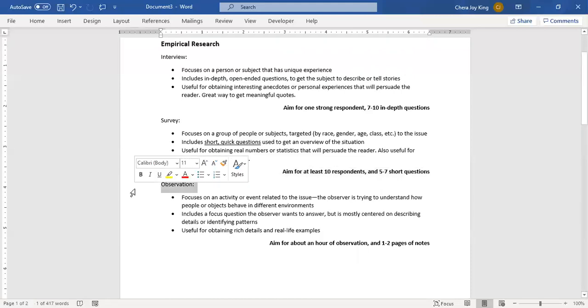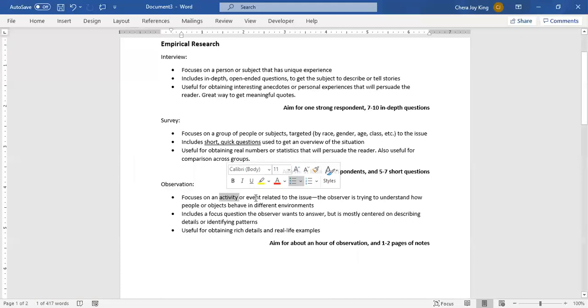The last one is an observation. This is simply where you observe something happening. So it focuses on an activity or event related to your issue. The observer is trying to understand how people or objects behave in different environments.